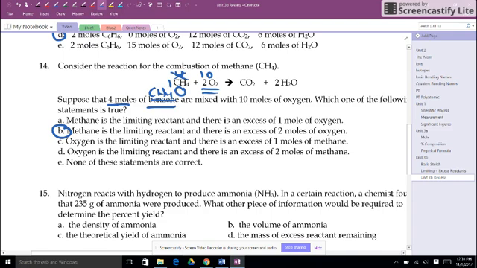Okay, I hope this helped maybe show you some of the long ways that you can approach these questions, but also just understanding and focusing on mole ratios and what those really mean can really get you through these and maybe save you a little bit of time. Okay, I hope that helps.